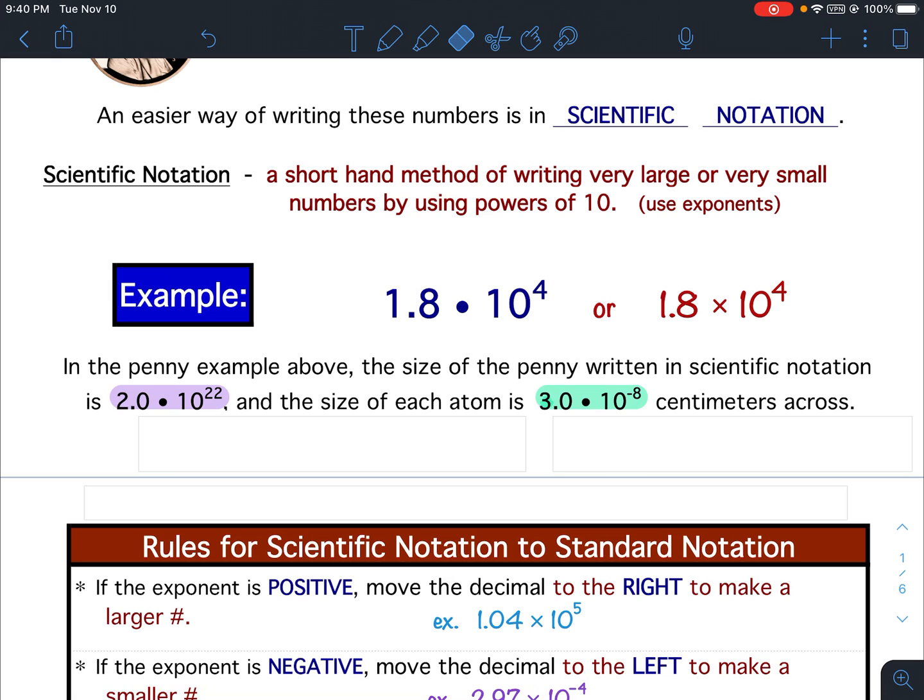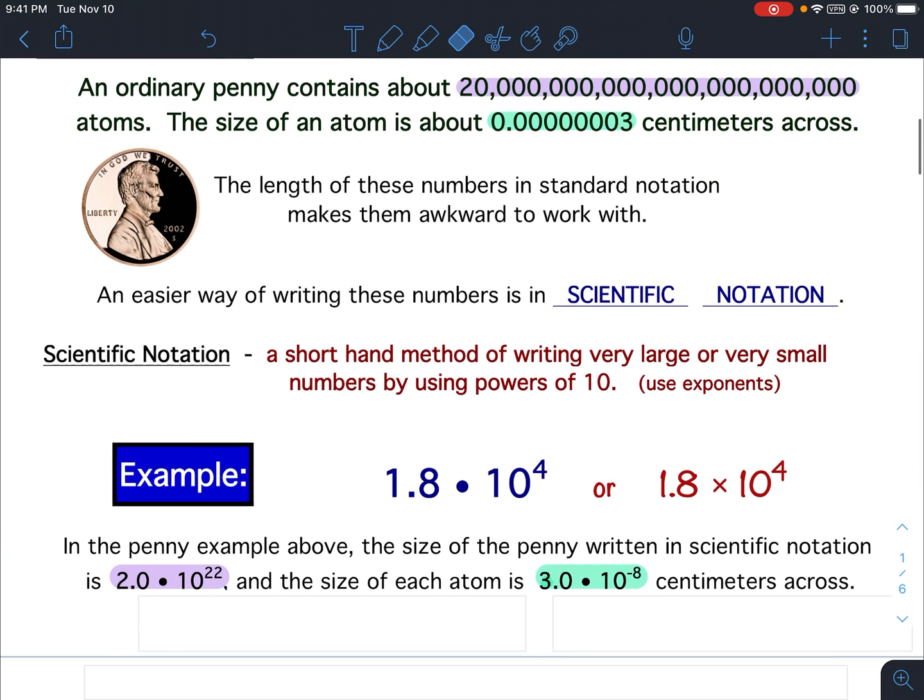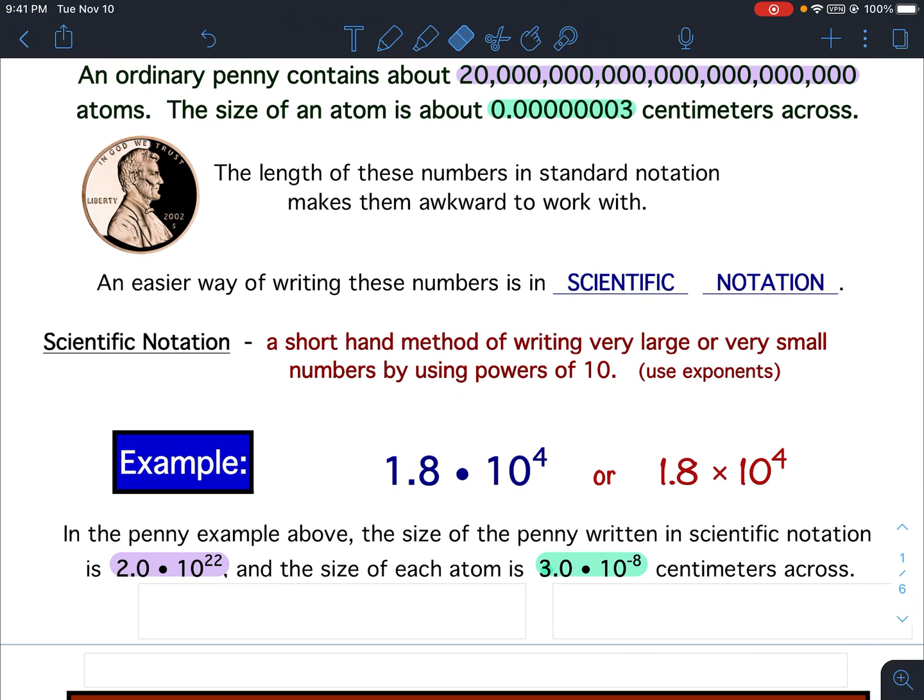So I would accept either way. You could use the dot to show the multiplication, or you could use the x. So again, 1.8 times 10 to the 4th is an example of what scientific notation looks like. So in the penny example that we first talked about, the number of atoms written in scientific notation would be 2.0 times 10 to the 22nd.